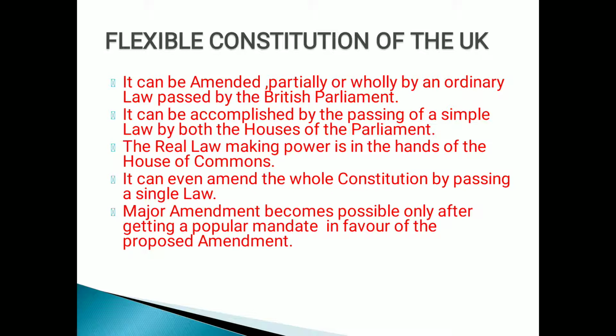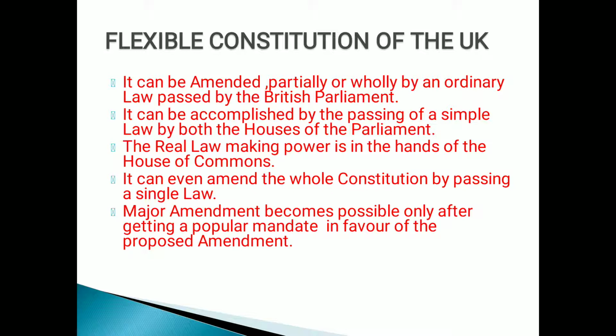However, in actual practice, the exercise is not as simple as it appears to be. Because of being a highly developed liberal democratic system in which strong and enlightened public opinion acts as a director and determinant of lawmaking, the amendment of the British Constitution is a very cautious, conscious, and quite difficult exercise. The people are quite conservative and in love with their history and tradition. Every major amendment becomes possible only after getting a particular mandate in favor of the proposed amendment. As such, despite being a very flexible constitution, it also at times works as a rigid constitution.